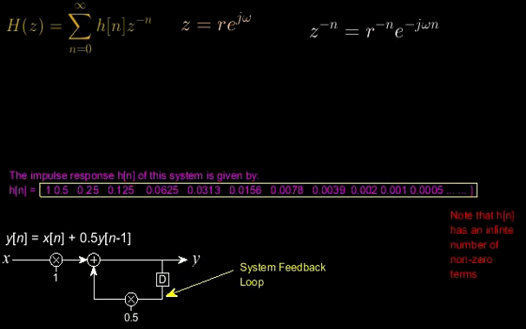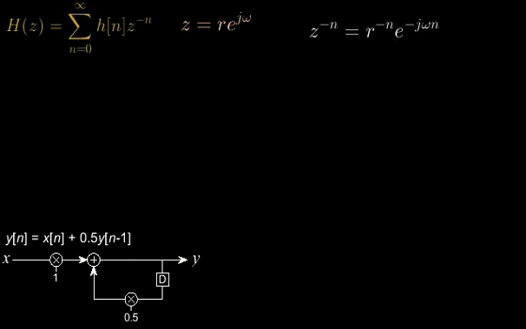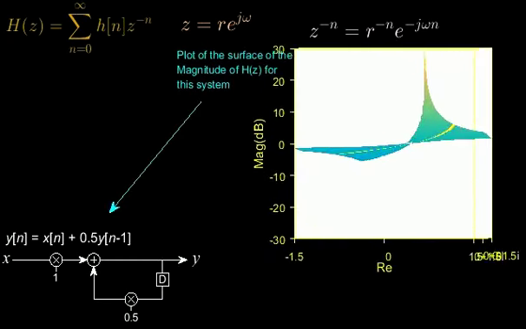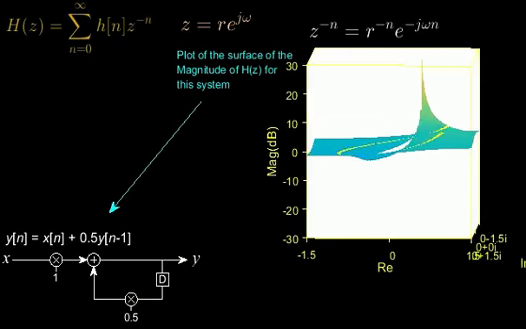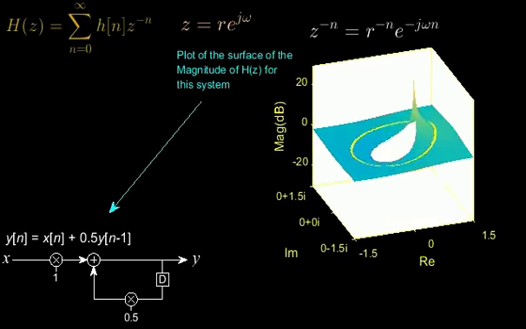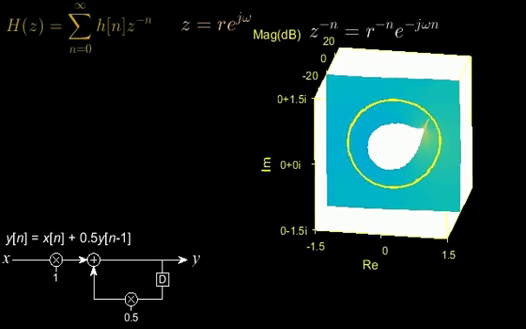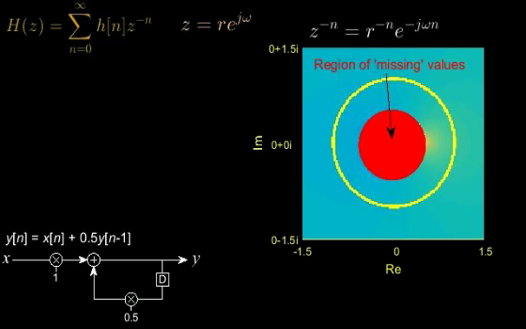What we'll find is that the Z-transform will converge for some values of z, but not for others. I'll go through a few examples of how to calculate H of z shortly, but it might be useful to visualize the surface of the magnitude of H of z for this system before doing that. First of all, you notice that the z surface is missing over a certain range of values. Looking from above, this region of missing values is circular in shape.